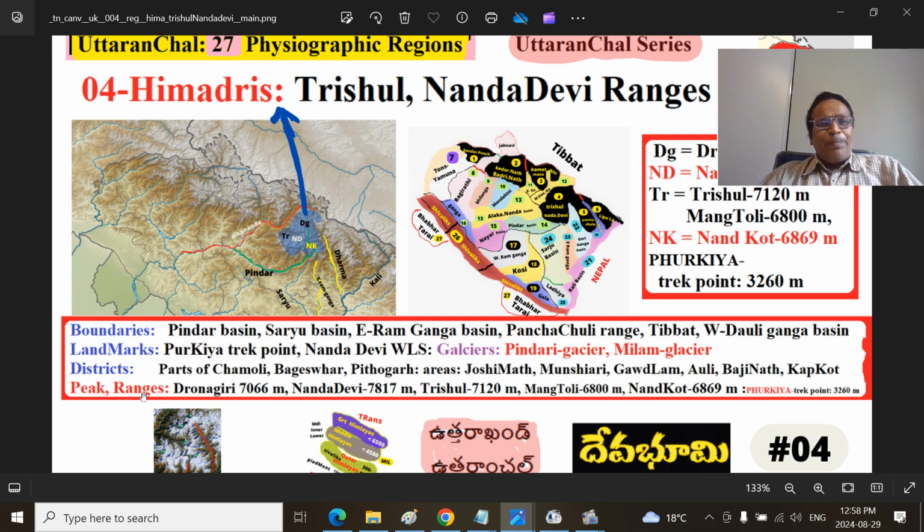So peak ranges, Dronagiri. Remember, these are all Himadris. They should be more than 4,500 or 5 kilometers above mean sea level. Dronagiri, this is 7,000 or so. Nanda Devi, 78, 80. That is one of the highest mountain peaks in Bharat. There are also many mountain peaks that used to be in the Dogra Raja's territory, which the Congress leadership genuflected and gave away. So that's a different region. That is called a contested region now. So Trishul mountain region, Mangatoli mountain, Nandakot and so on.